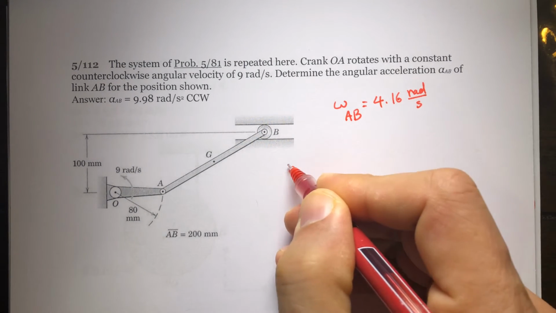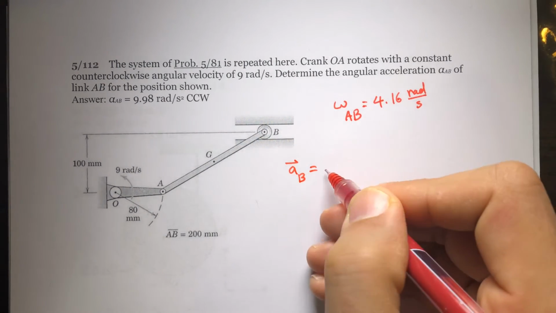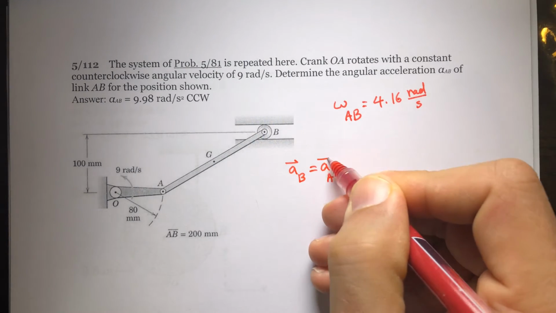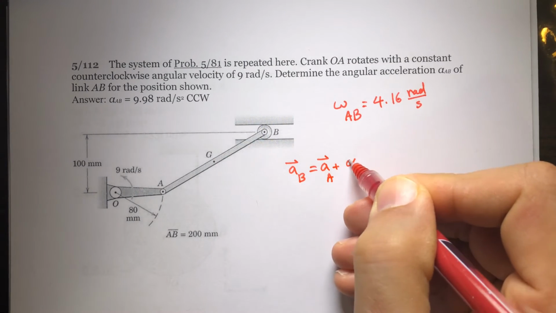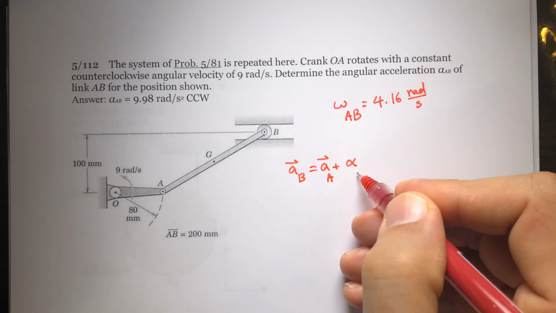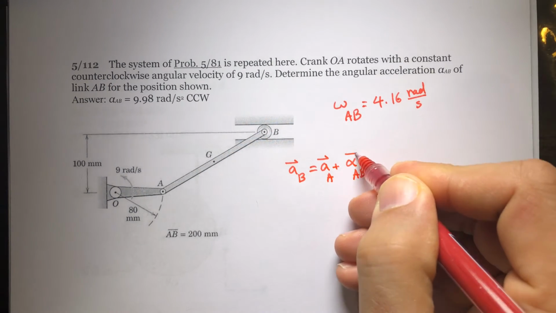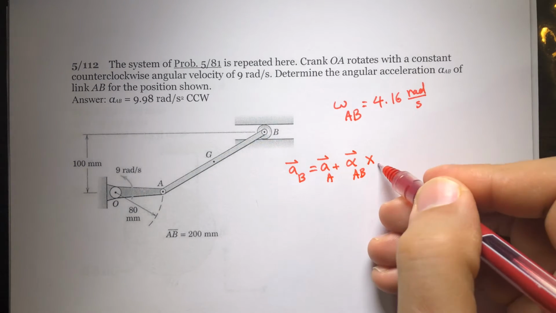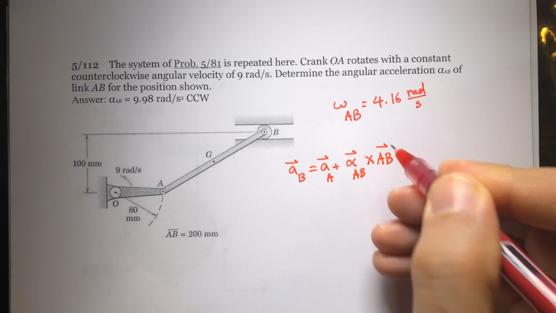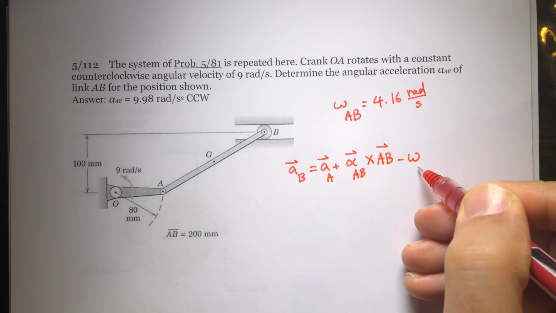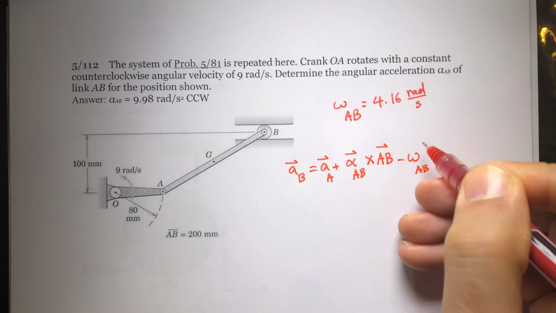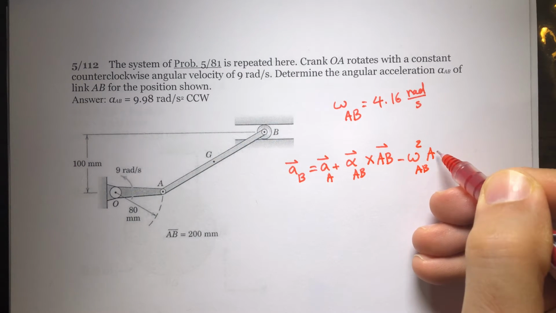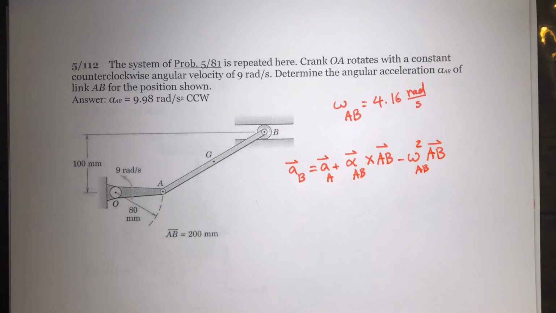Acceleration of B is equal to acceleration of A plus alpha of this link, alpha of AB, as a vector, cross product to AB, minus omega of this link squared times AB. This is the relative acceleration equation, right?